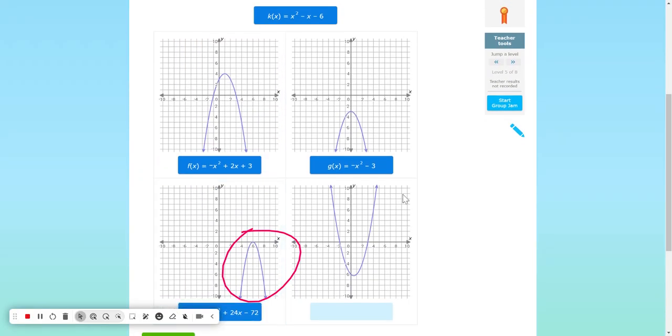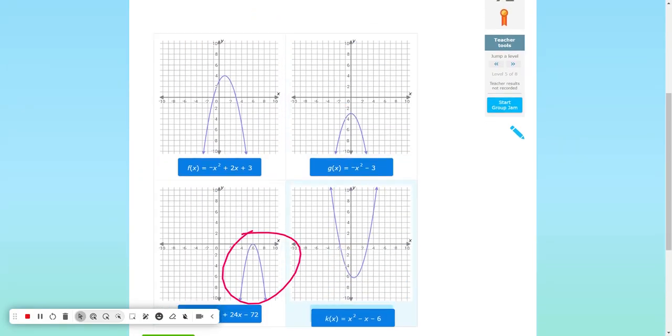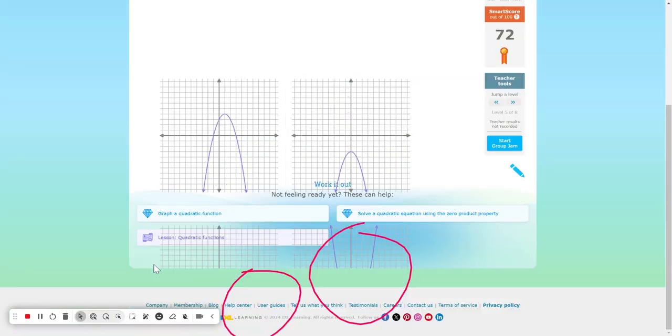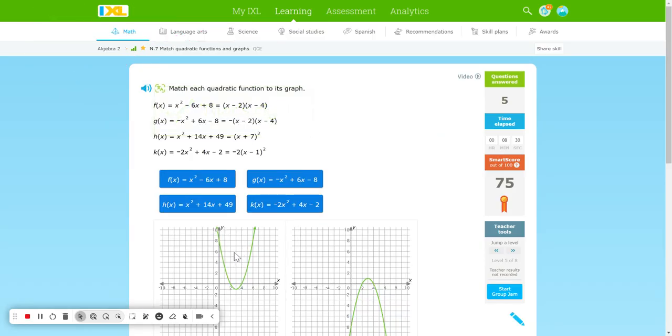Drag it in, and by default, go with the last one. So we should be correct. But if you want to double check, this is the only graph that's open up, because the A happened to be positive, so it should be correct. Submit. Voila.